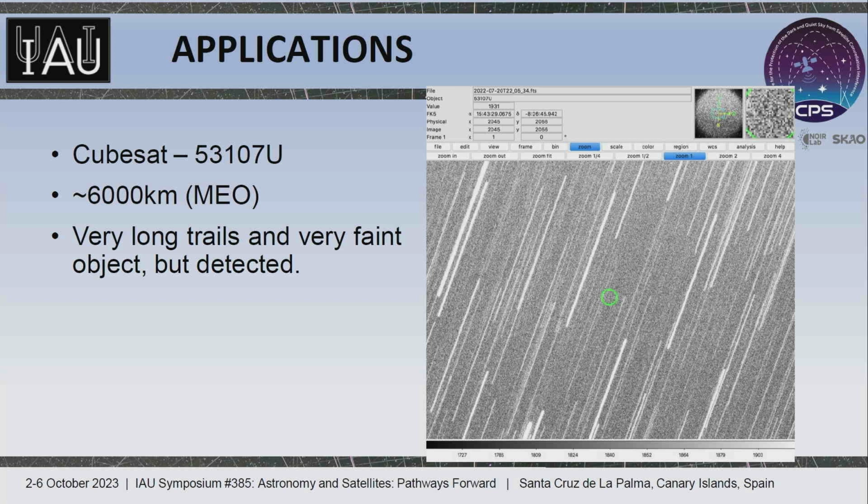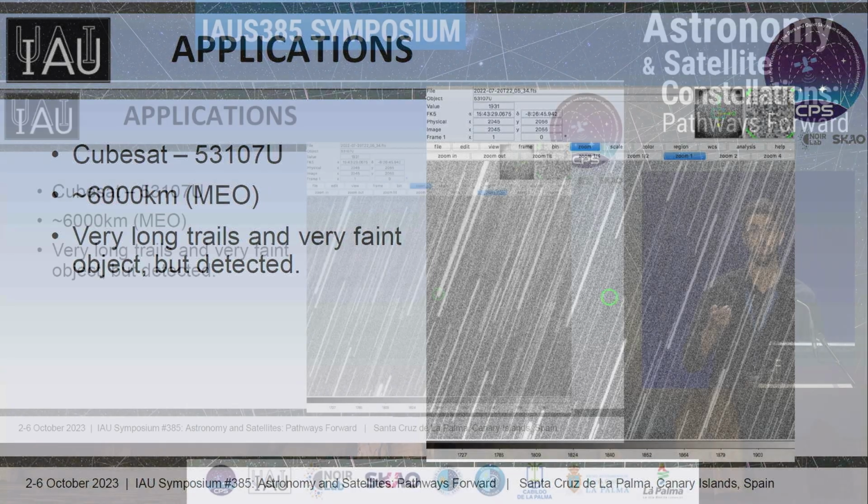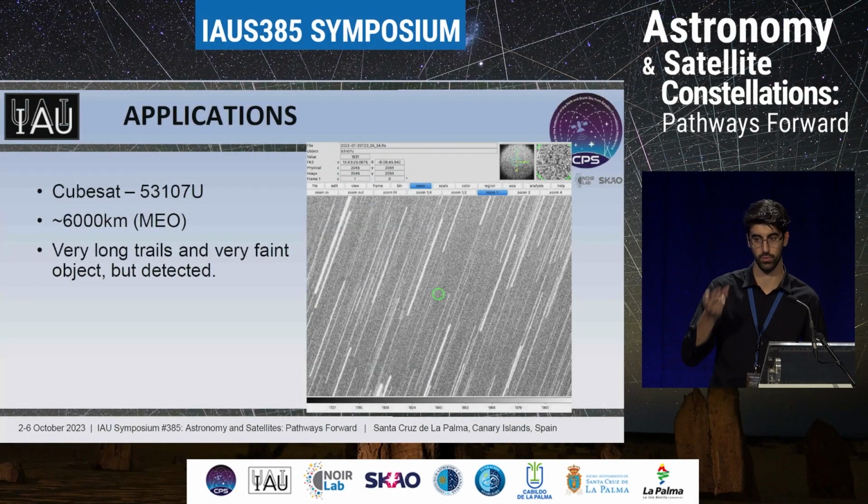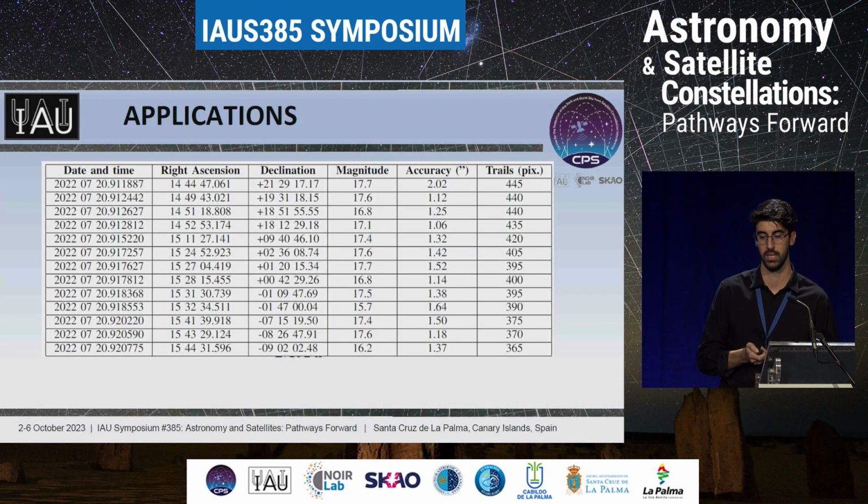So the trails that we have here are very, very long, and we have a very faint object, but it's detected anyway. The good thing of this is that we were actually able to do the astrometrical reduction of this image right here.